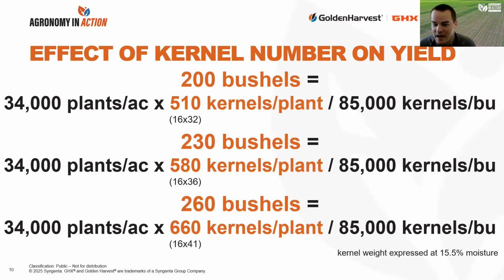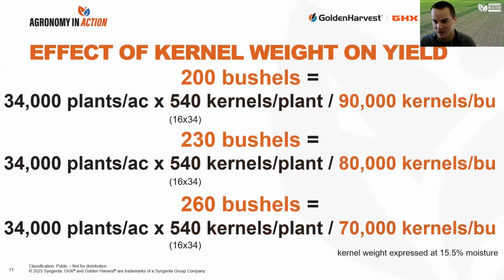So similarly here, now this example, I'm going to keep the kernels per plant the same. So they're all at 540 kernels per plant. The only thing changing here is kernel weight, going from 90,000 kernels per bushel or lighter kernels down to 70,000 kernels per bushel or heavier kernels. So again, when you're doing your yield estimates in your field, the general rule of thumb is use 90,000 kernels per bushel. But, as we all know, there's a big range in that. And just a slight change in your kernel weight can have a big impact on yield.